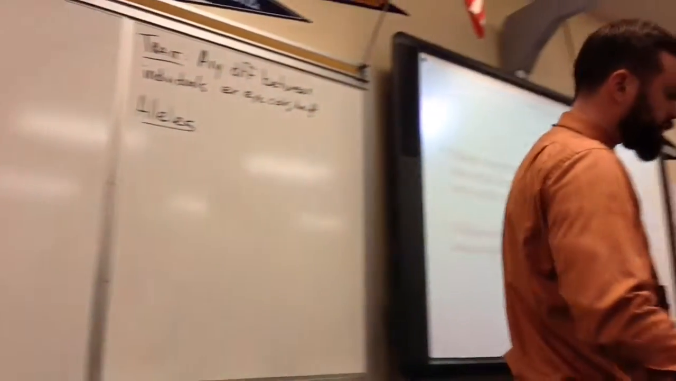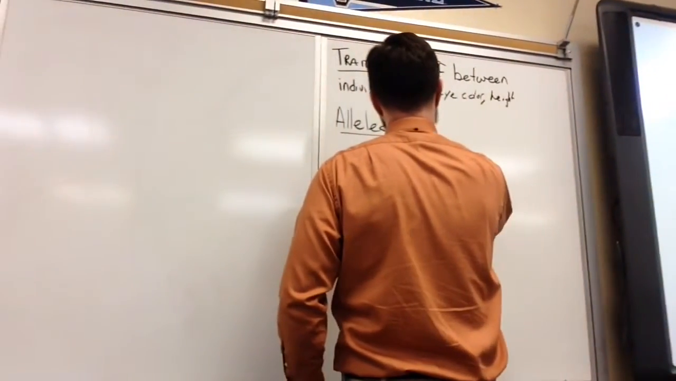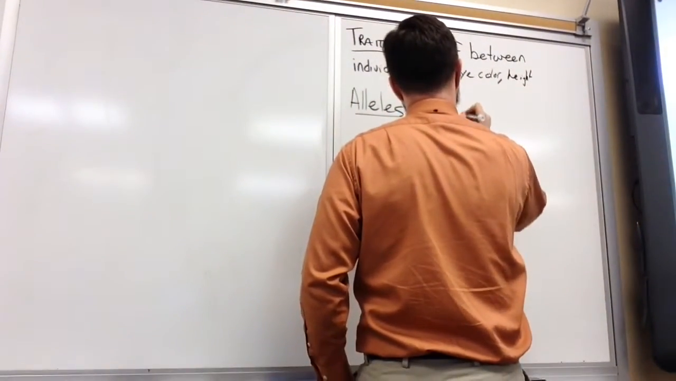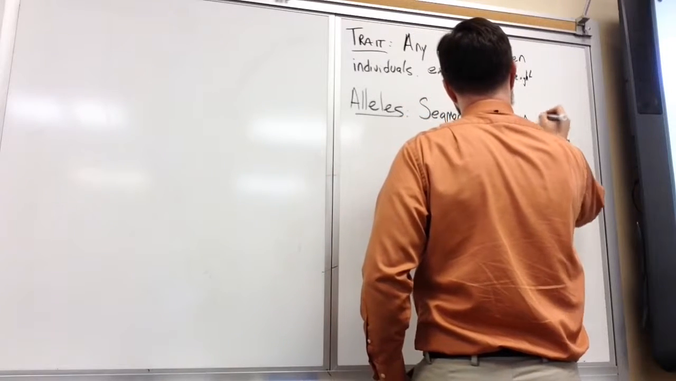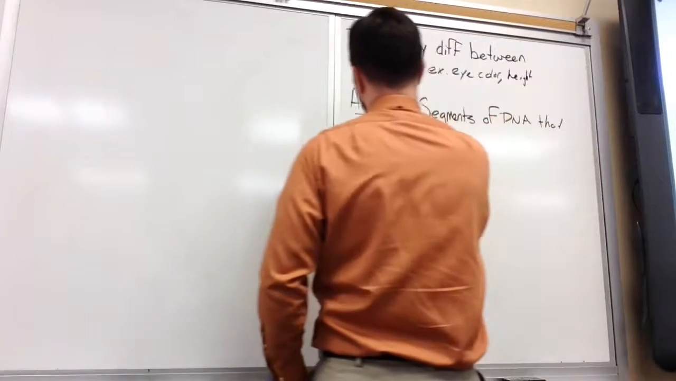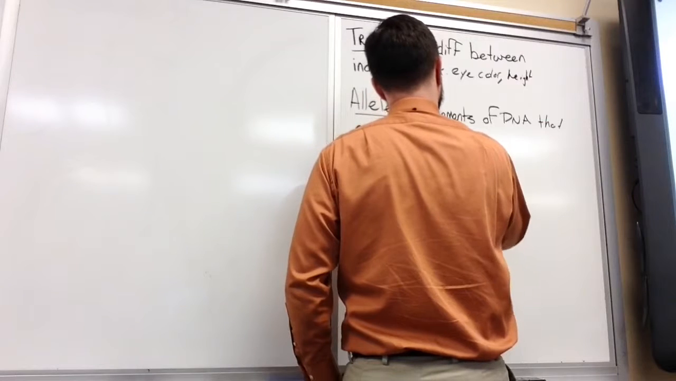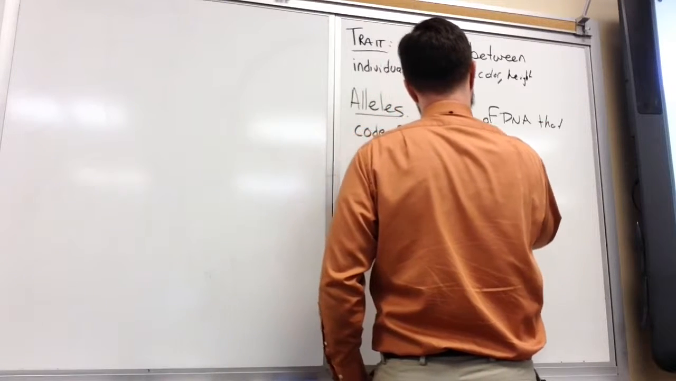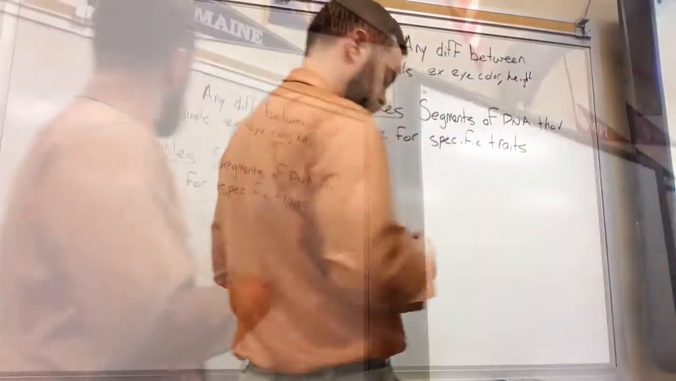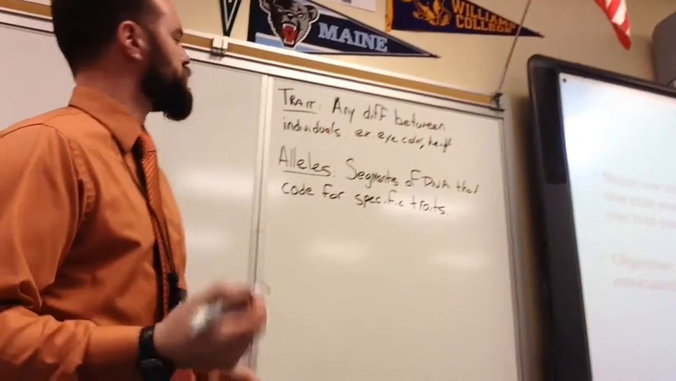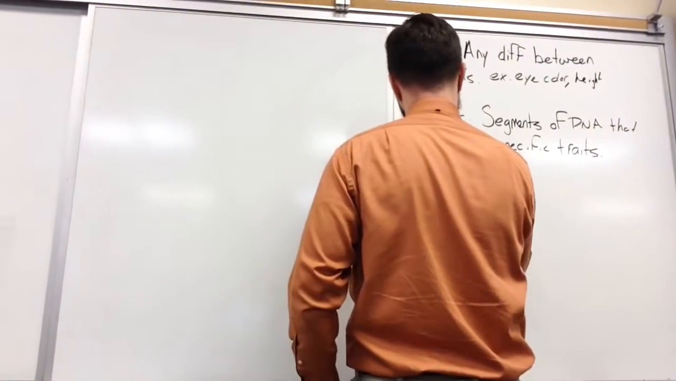And alleles are, technically speaking, segments of DNA that code for specific traits. Is a type of trait. There's two types of traits that we're going to talk about. And the first one is called a discrete trait.